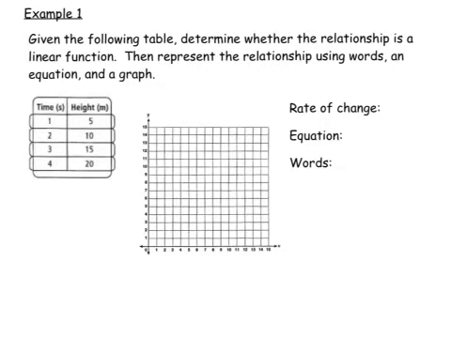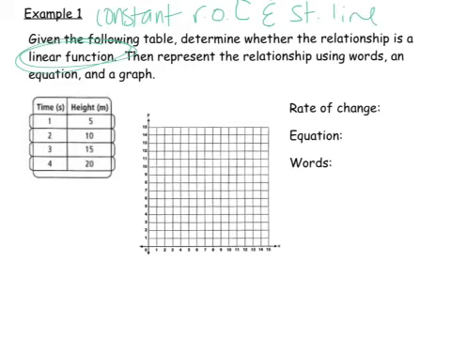They give us the table, and we need to say if the relationship's a linear function. Remember, linear functions from previous years in math have a constant rate of change, and they would make a straight line when you graph them. We need to then put it into words, an equation, and a graph. They already give us the table, which is really nice. The trapezoid example is definitely like a level 4 or an advanced problem, and these are going to help us build up to understanding that problem even better.